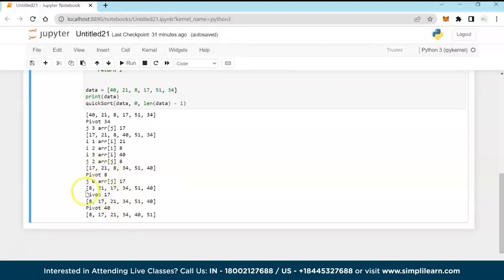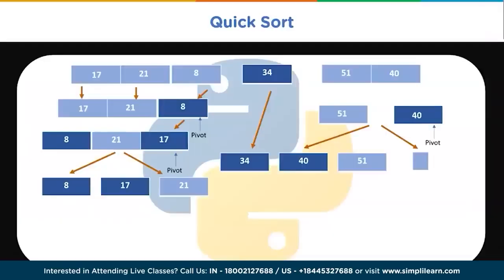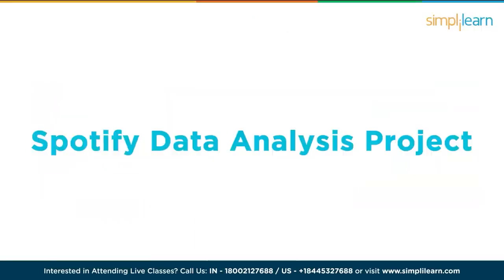And now my array position is 8, 21, 17, 34, 51, 40. Now my pivot changes to 17. 17 will be compared to 21, and the swap happens over here. Now coming to the right subarray, my pivot is 40, only a single element is there, 40 and 51. The swap will happen over here. So as you understand, quick sort, you will better understand when you run it with multiple examples.